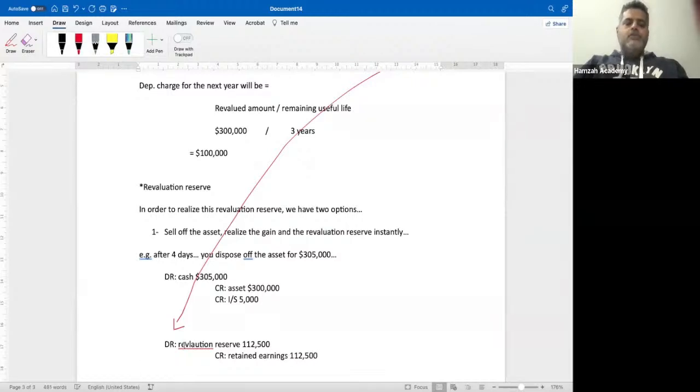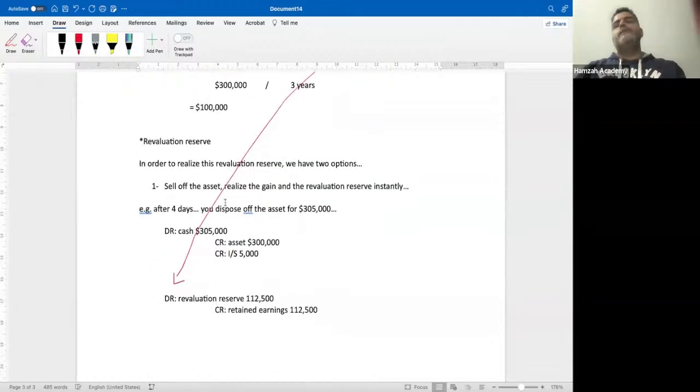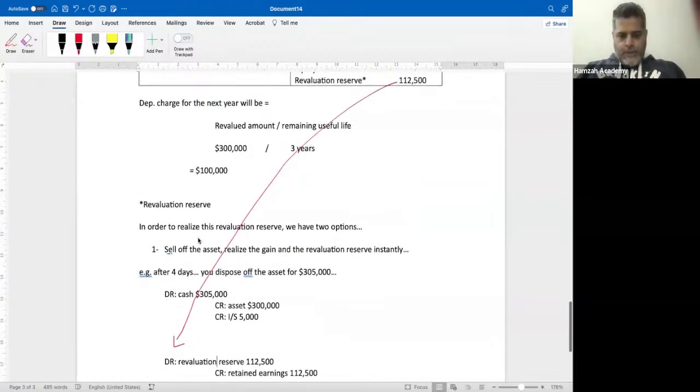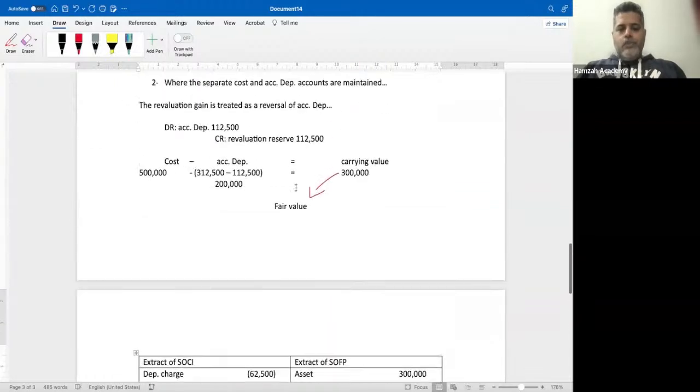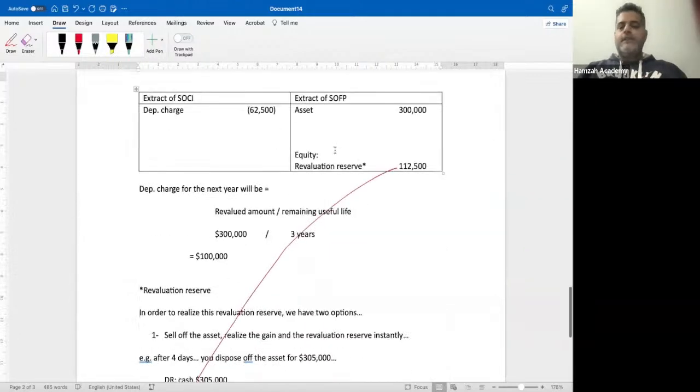This revaluation reserve cannot be taken to the income statement because this gain is not realized when we had the revaluation. If I ignore the disposal, this gain cannot be taken to the income statement as a gain on asset, because this gain is not from the operations and it is not realized, right? So that is why we created the revaluation reserve and took it into that.